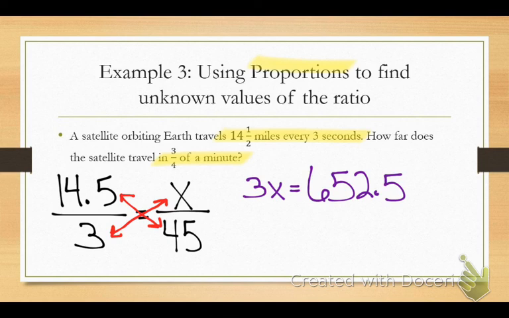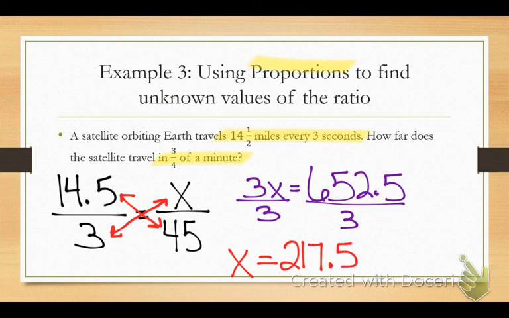Correct? Okay. So now, what do I do to both sides? It's been a long day. Divide by 3. Divide both sides by 3. And x equals 217.5. What's my label? Minutes? Nope. Seconds? Nope. Miles. Yes. Remember, it's miles over seconds.